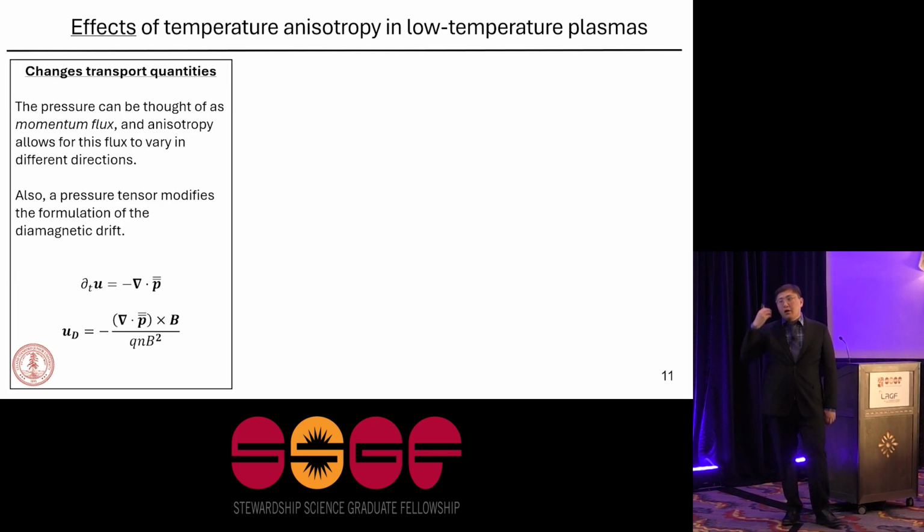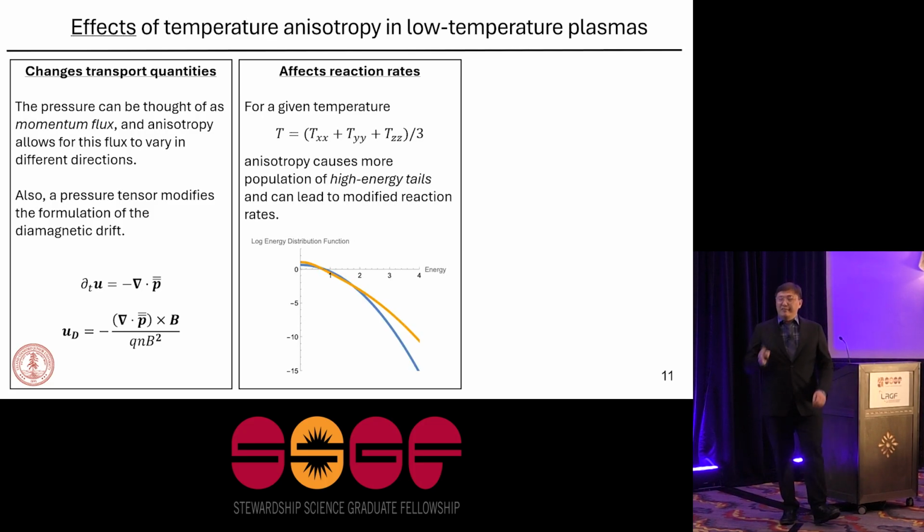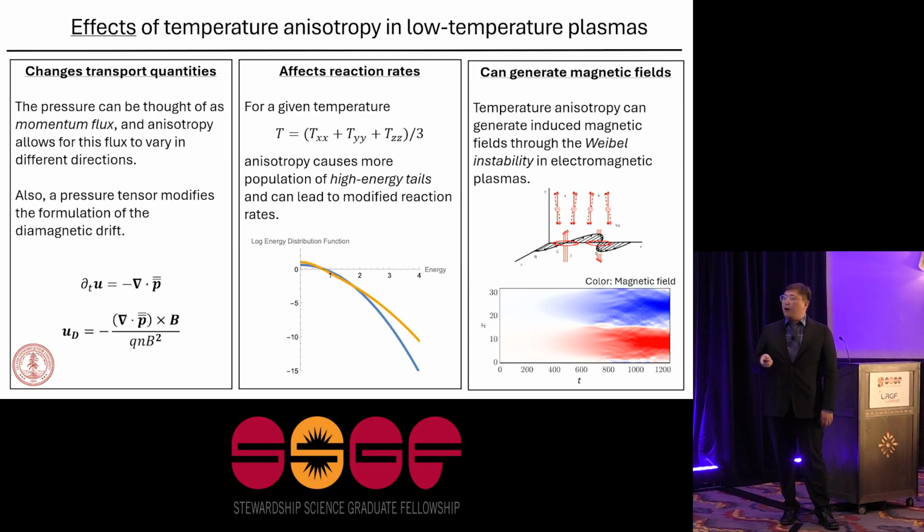So this is not just a mathematical curiosity. This temperature anisotropy also changes the transport properties through the modification of the pressure gradient force and the diamagnetic drift. You can affect reaction rates because it also changes the electron energy distribution function. And this temperature anisotropy can also induce magnetic fields through what's known as the Weibel instability.